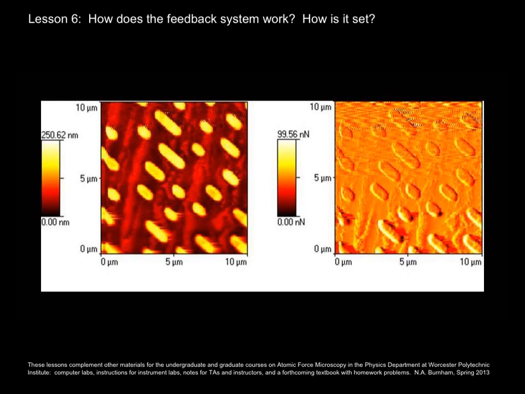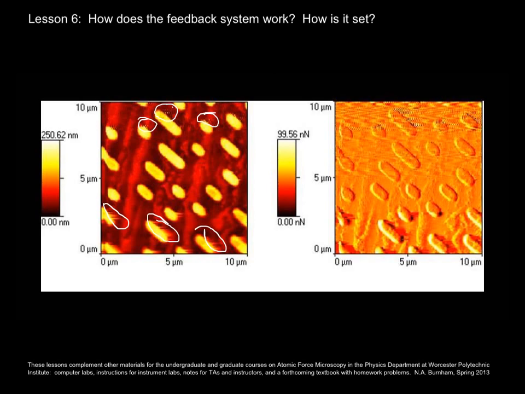On the left, we have a topographic image of the exfoliated aluminum surface of a CD. Those light spots are the bits representing the ones and zeros that make up your music. It's a 10 by 10 micron scan with a 250 micron color range. If you look closely at the top, you might see some little gyrations there, some oscillations. That means the gain is too high. Down here at the bottom, there is definite streaking going on. That means the gain was too low.